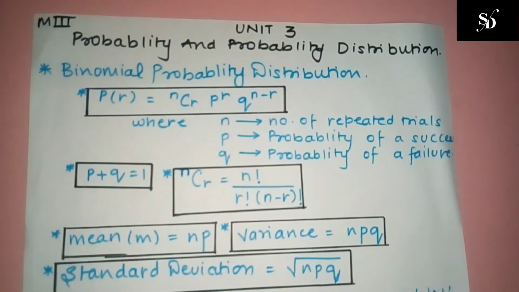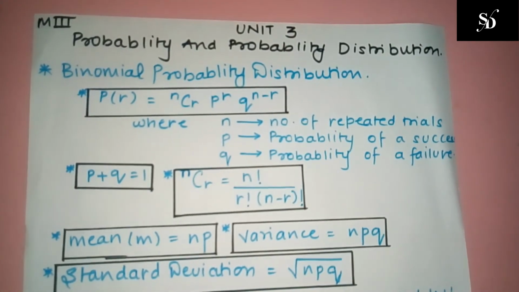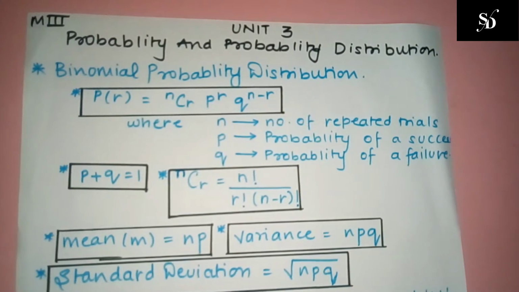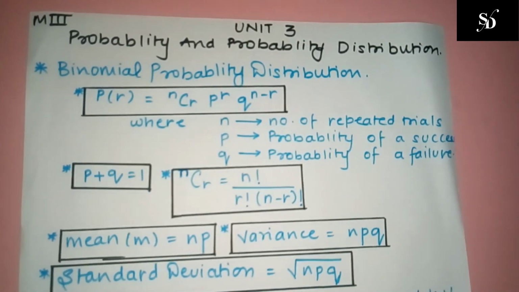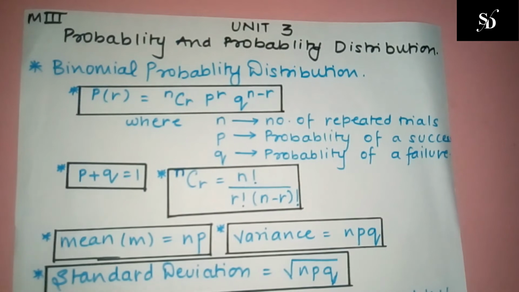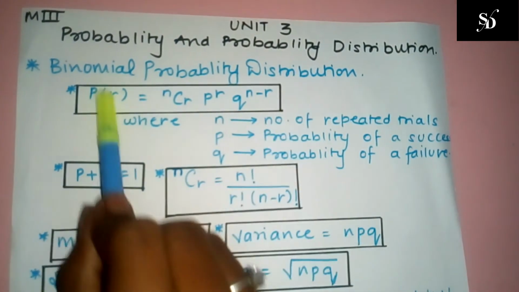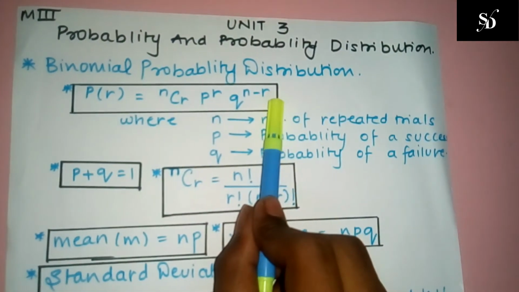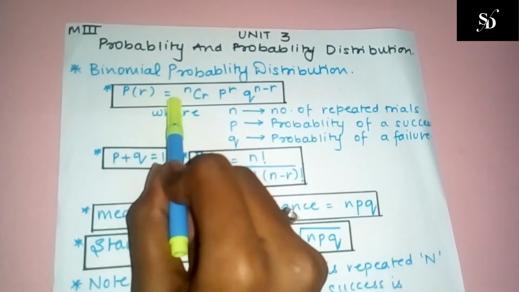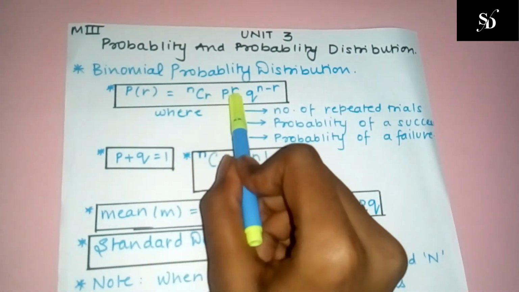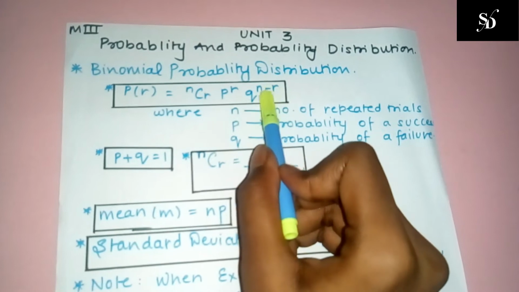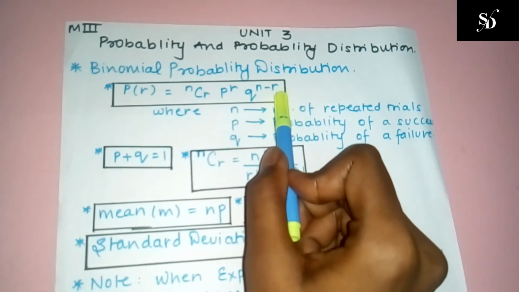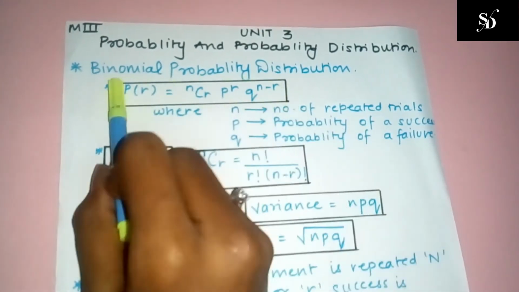So from the exam point of view we have the binomial probability distribution over here. These kinds of sums usually come in the exams. Now this is the main formula for binomial probability distribution, that is P of R is equal to NCR P raised to R, Q raised to N minus R. So this is the formula.